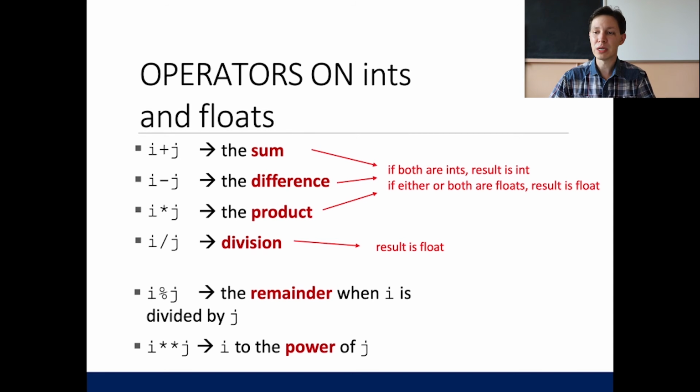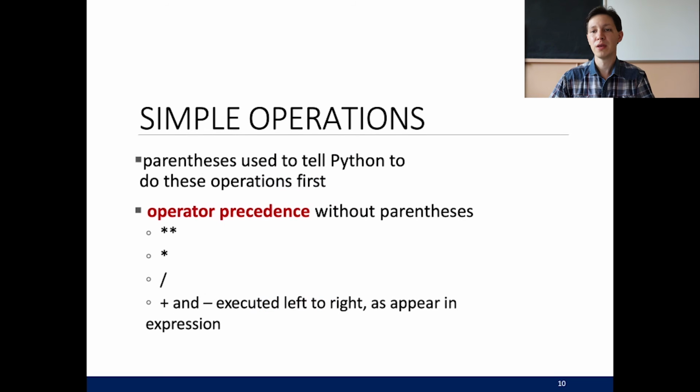You can also get a remainder of division, one number by another, specifying a percent operator. Two asterisks operator allows you to raise a number to a power specified by another operand. You can use parentheses to tell Python which operations should be executed first. Operator precedence without parentheses is the following. First goes raising to a power, then multiplication, then division, and finally plus and minus operations are executed from left to right as appear in the expression.